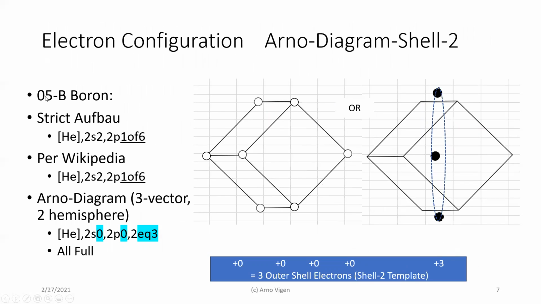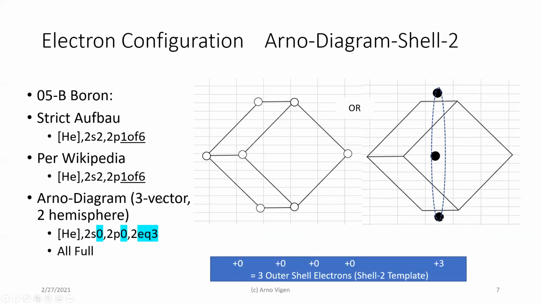And in boron, 2 go to the shell 1, then it's full, and 3 are left over, so you get nothing over on this left side option, and 3 from this. So you have 3 outer shells using the Arno-Diagram shell 2 template. Now this is different from what you're told with the aufbau. The strict aufbau tells you that it's going to be 2s2 after the helium, and then a partial of 2p, 1 of 6. So you're going to have 2 and then 1. Wikipedia says the current thinking is the same.